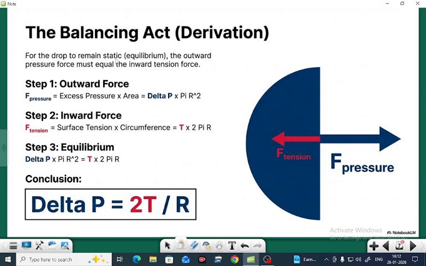The balancing act derivation. For the drop to remain in static equilibrium, the outward pressure force must equal the inward tension force. Outward force, pressure force, is excess pressure into area, delta P into pi r squared. Inward force, tension force, is surface tension into circumference, that is T into 2 pi r. Equilibrium: delta P pi r squared equals T into 2 pi r. So in conclusion we get delta P equal to 2T by r, where T is the tension and r is the radius.